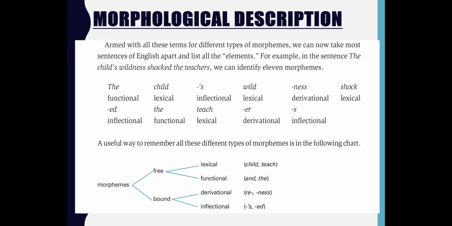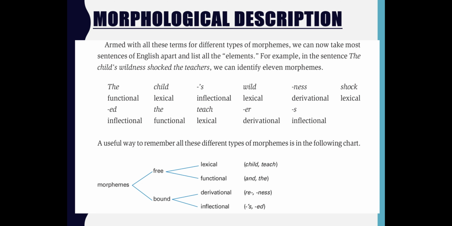Anyway, armed with all these terms for different types of morphemes, we can now take most sentences of English apart and list all the elements. For example, the sentence, "The child's wildness shocked the teachers," we can identify 11 morphemes. Okay? The child's wildness shocked the teachers. There are 11 morphemes there. Let's describe them one by one.